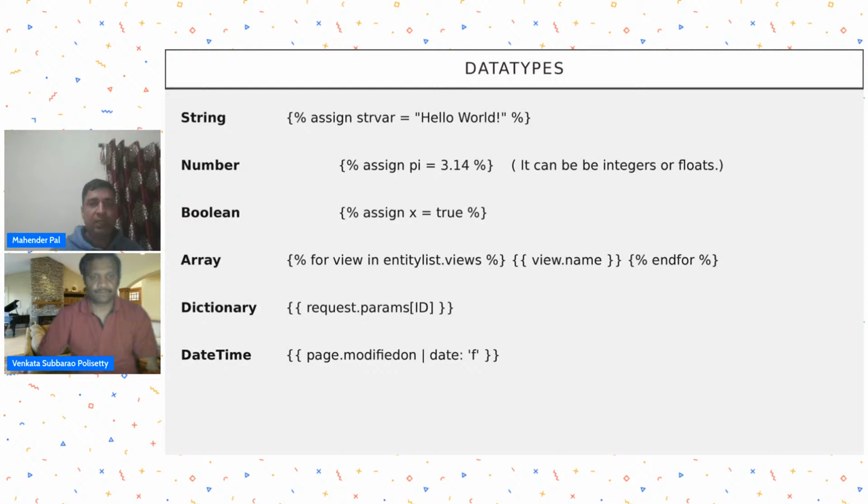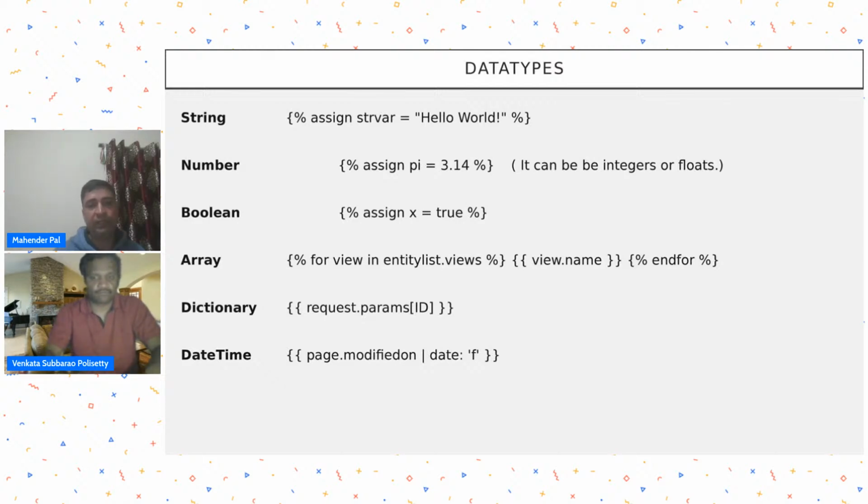So now, next is the data types. Just like in a traditional language, we have string variables here as well. We can declare variables and assign values to them, and that variable can then be used on the page or in the internal logic that you are using further. So you can utilize these variables. We can define a number just like that.